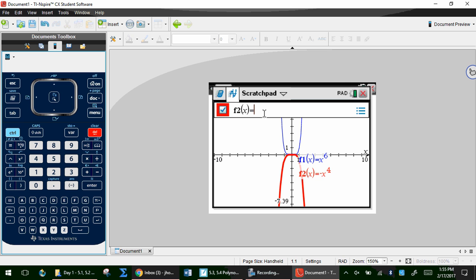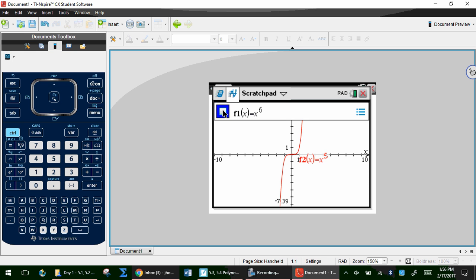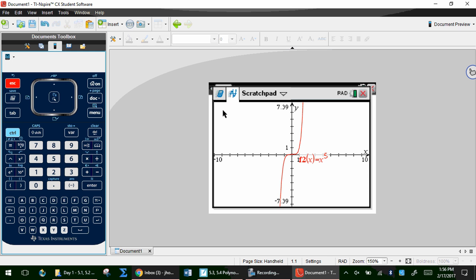Straighter. All right, what would x to the 5th look like? X to the 5th looks like this. It looks like x to the 3rd. So it's always going to look like the quadratic, or it's going to look like the cubic, for the odd powers.